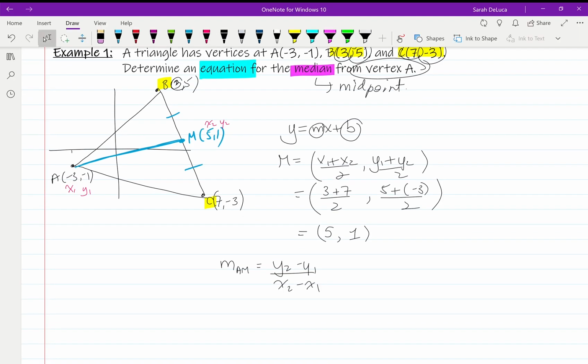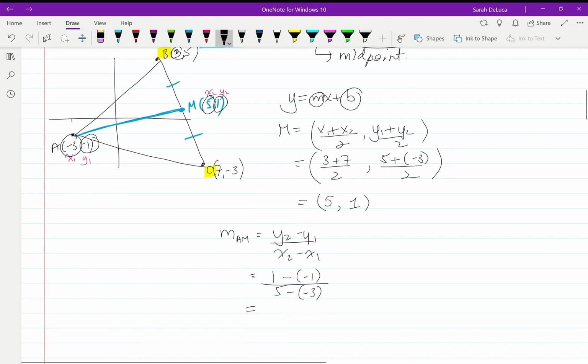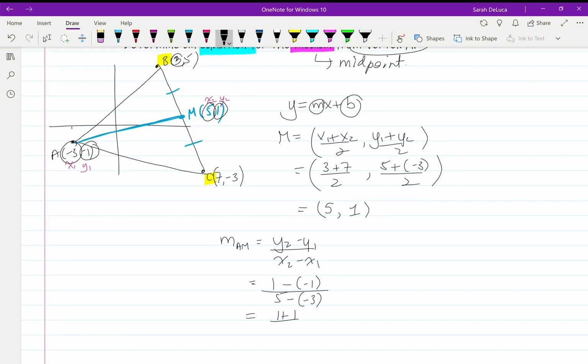So lots of mistakes happen when we're plugging into the slope formula. So y2 is 1, y1 is -1, x2 is 5, and x1 is -3. I stop, I go back, I double check, and this gives me 1 plus 1 over 5 plus 3, which is 2 out of 8, and that reduces to 1/4. So there's the slope of my median line. So I'm going to plug that into y equals mx plus b. So there's my equation of the line. And now, in order to solve for b, there's too many variables.